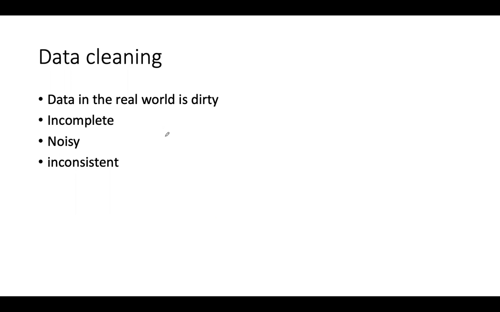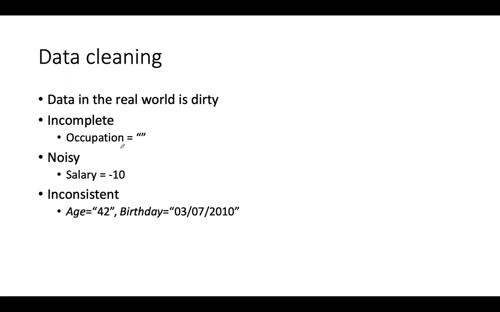We know that data in the real world is dirty, messy, incomplete, noisy, and inconsistent. So let's look at an example of each of these. When we talk about incomplete data, oftentimes we'll end up having missing values. Here, the double quotation mark means that we don't have a value for this. It could be asking a candidate what's your occupation, and for some reason our database doesn't have that value. That's incomplete data.